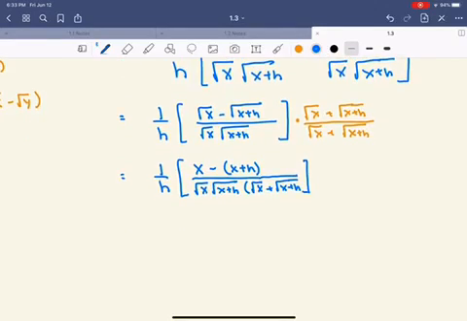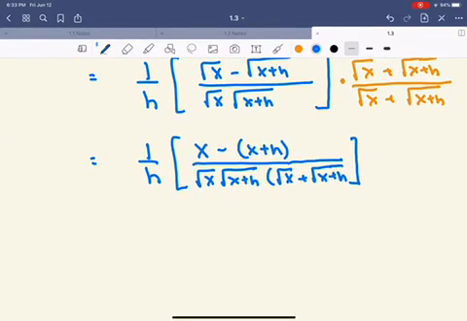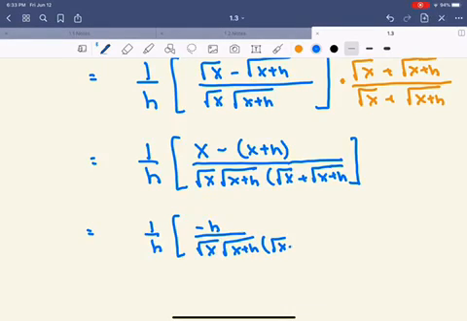Okay, now we just have a little bit more mathemagic to do. 1 over h. Here, in the numerator, the x's cancel, right? X minus x. And we're just left with a negative h. And now, finally, these h's cancel.